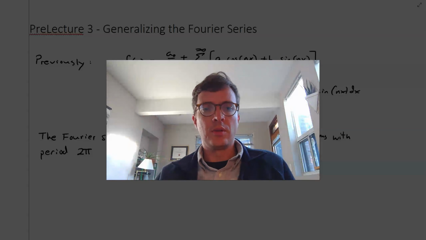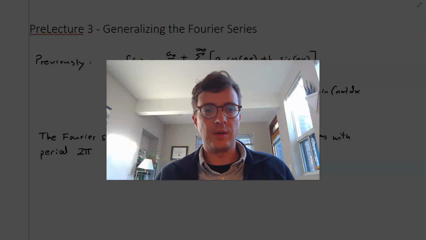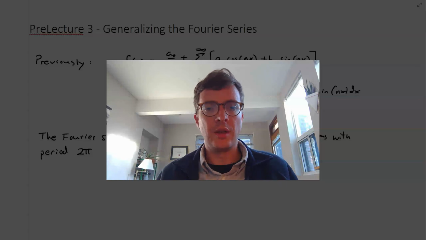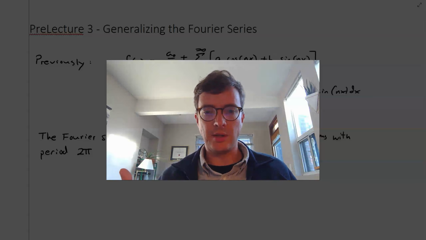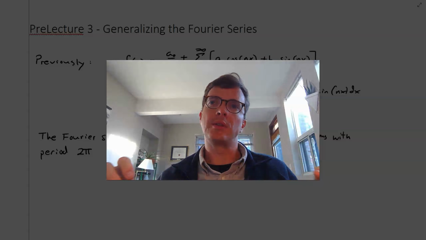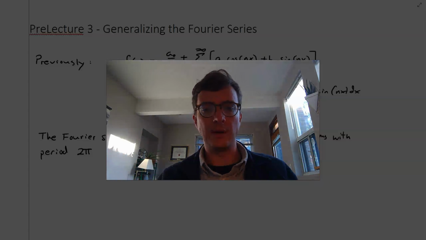Hi everybody. So this is going to be the third pre-lecture video in PCS 622, and so far we've been talking about the Fourier series and how to calculate the Fourier coefficients, and hopefully by now you have some idea what the Fourier series means. You're adding up these waves. Each wave has a different frequency and a different amplitude. And the amplitudes are those Fourier coefficients an and bn.